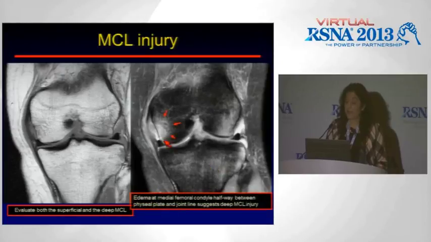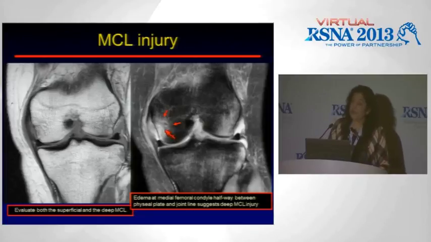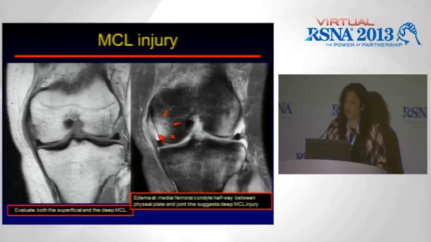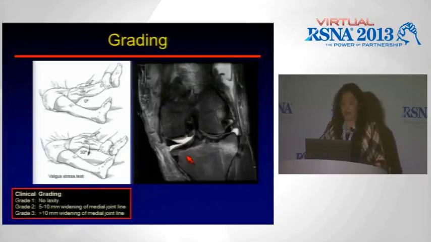Look at both the deep and the superficial. One of your clues that you might be dealing with a deep injury is this characteristic pattern of edema, which is located well below the physeal scar, which is around where the superficial would be inserting. The deep inserts about half to 2/3 of the way up, and you'll see this characteristic edema. Sometimes you may even have a fracture in that area, and that's a good clue that there's been an injury to the meniscofemoral portion of the medial collateral ligament.